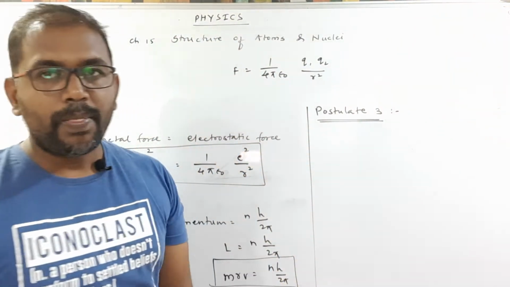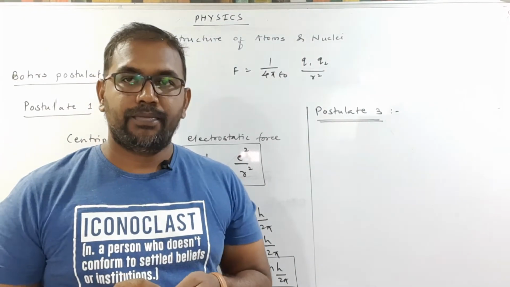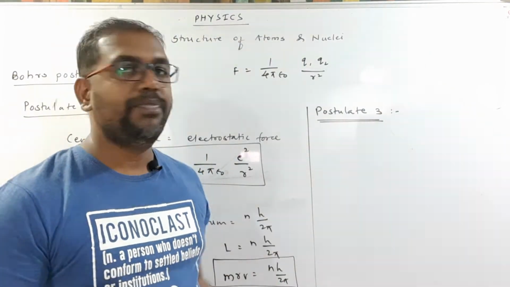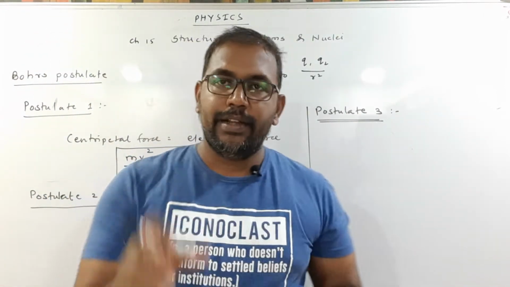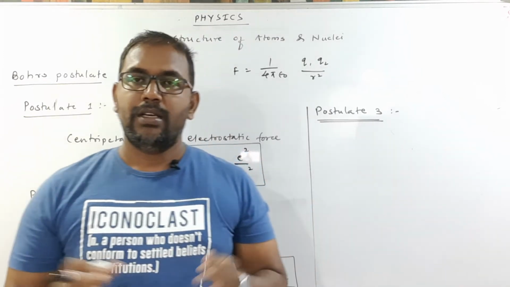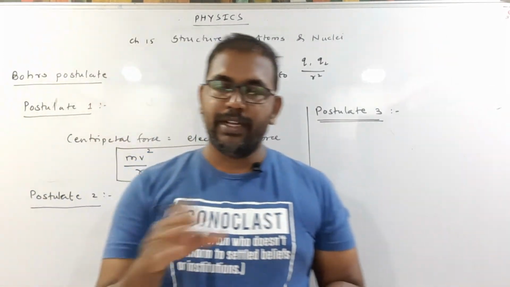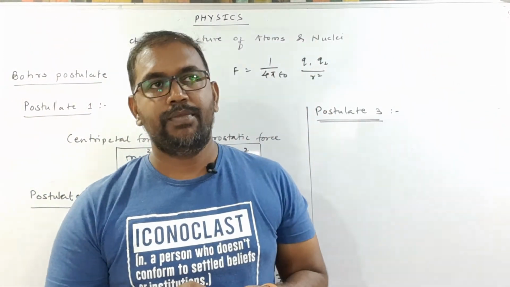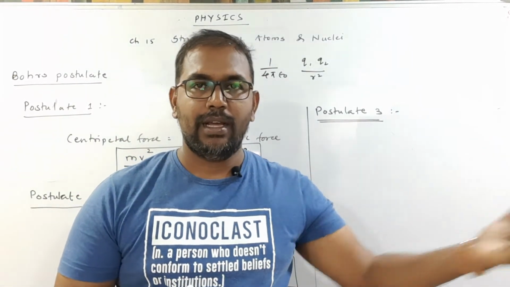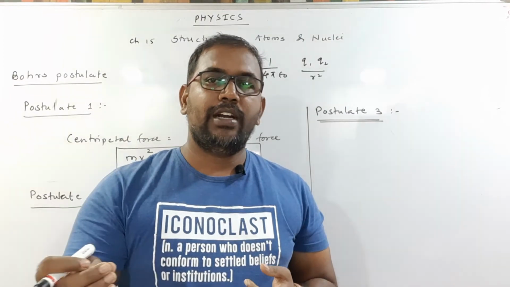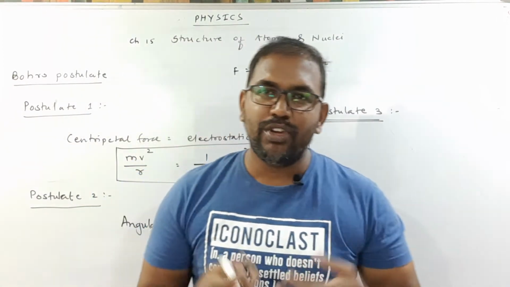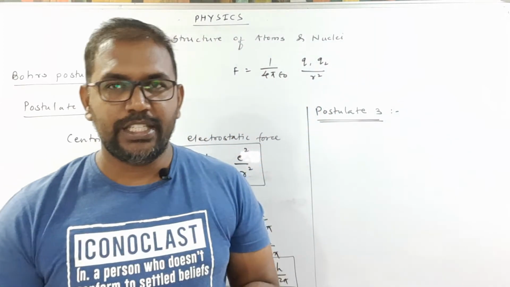Now in postulate 3 we are writing when electron radiates energy. Now pay attention. When we are considering different orbits, you know the structure of atom: central part nucleus, electron revolving around the nucleus in different orbits. Now I consider an electron which is in the higher energy orbit and wants to come into the lower energy orbit, then it has to emit its excessive energy.